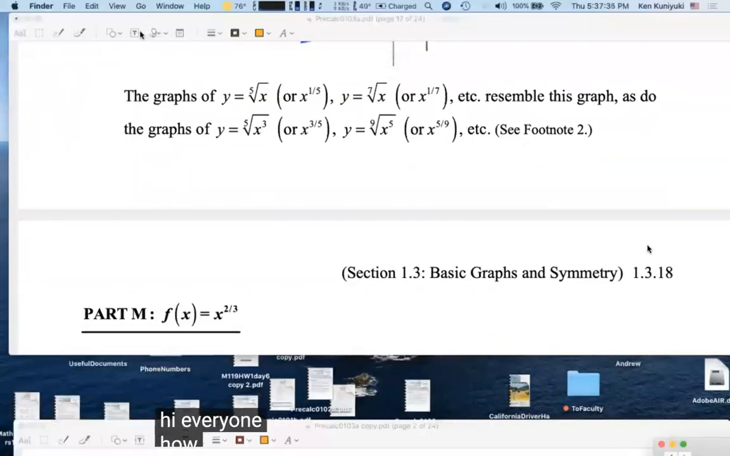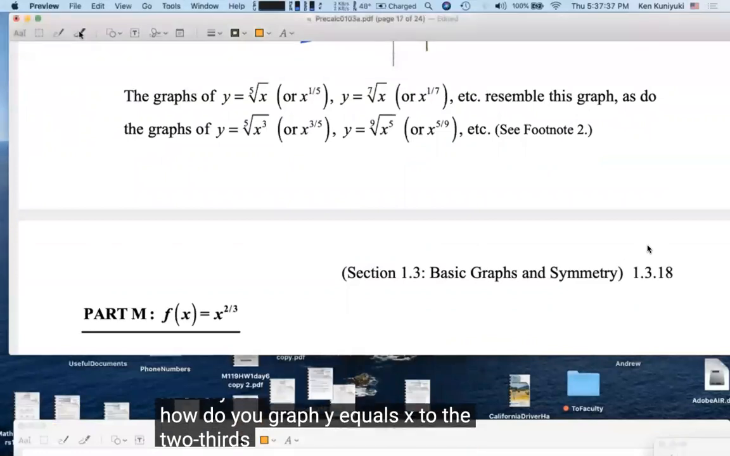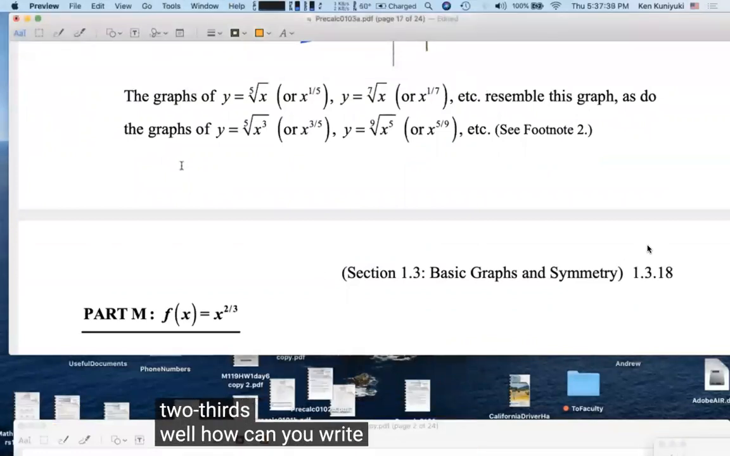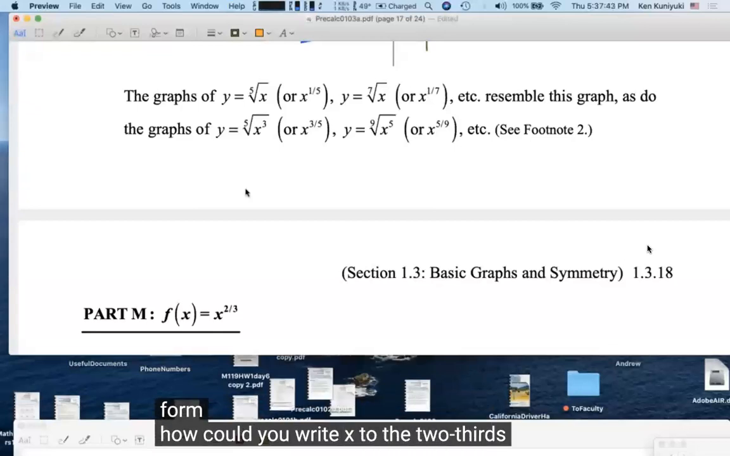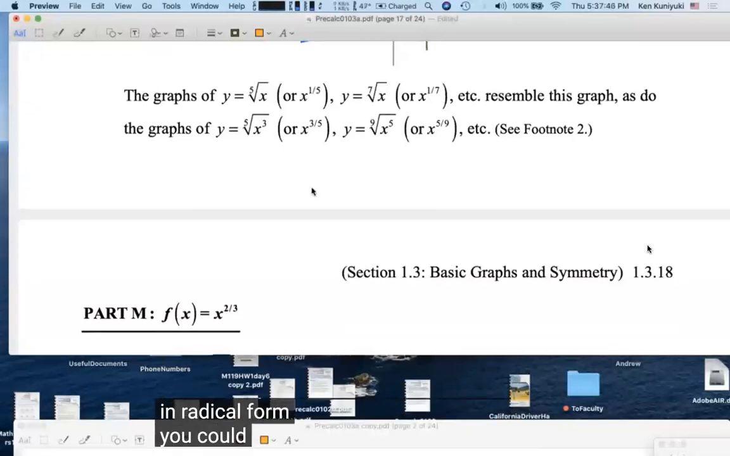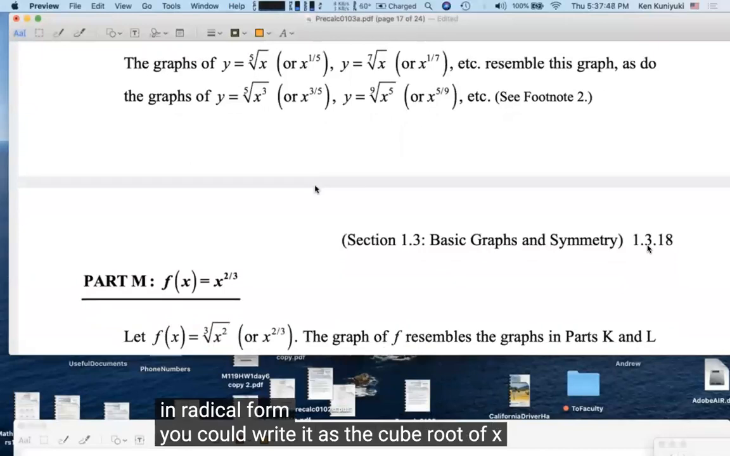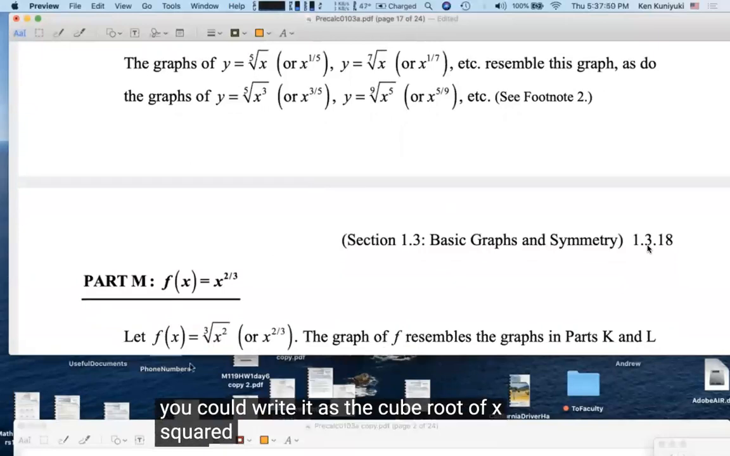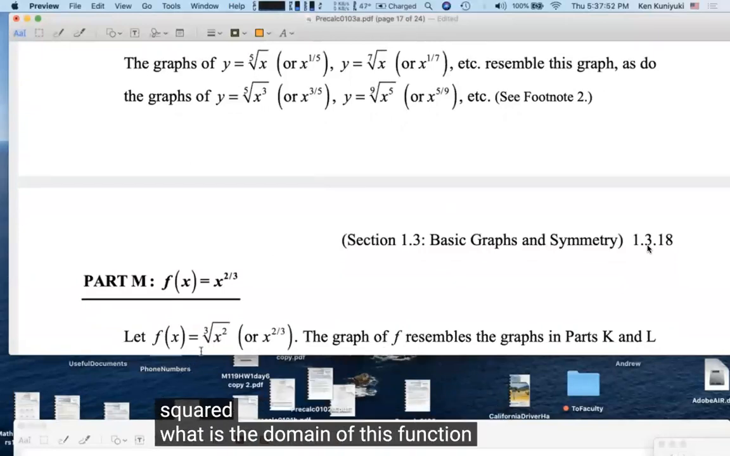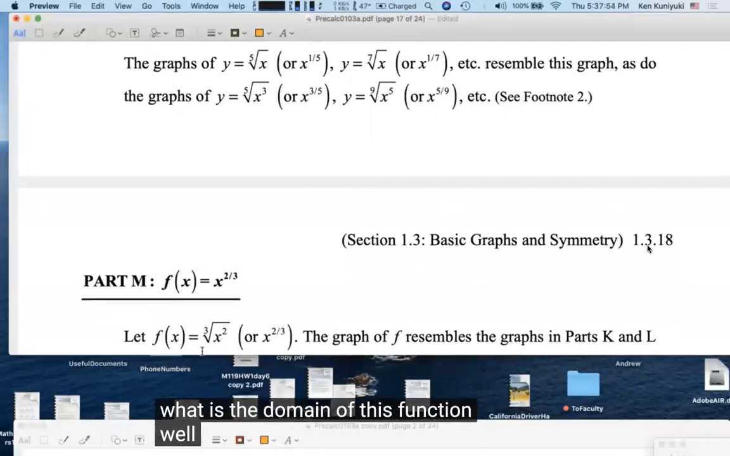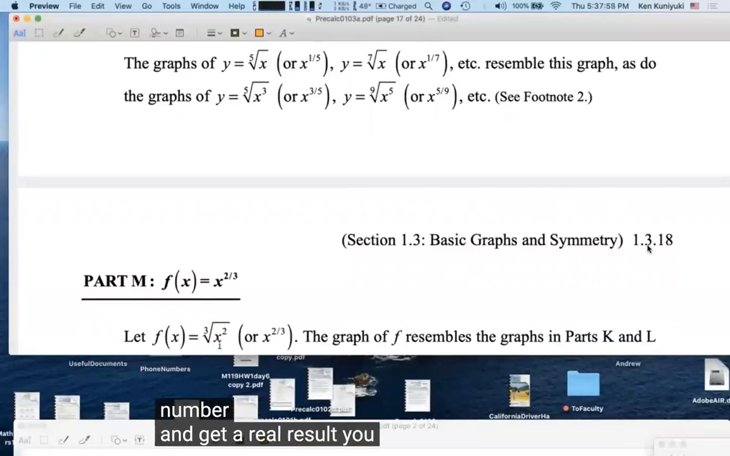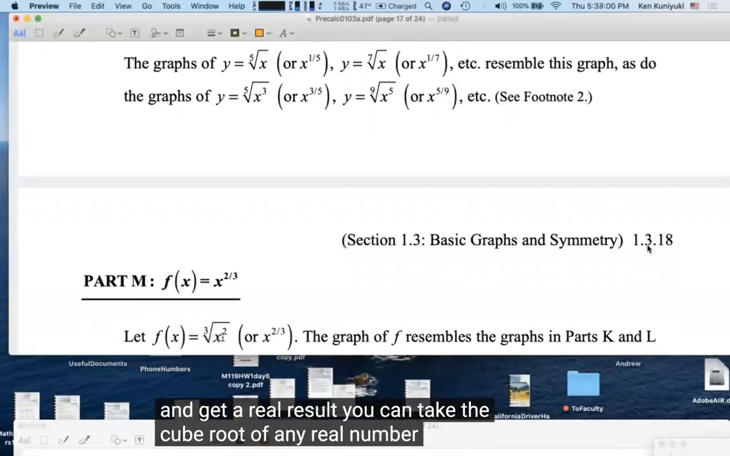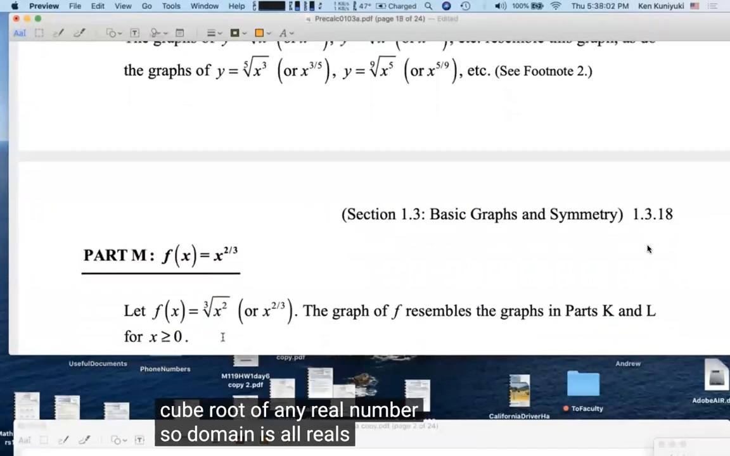Hi, everyone. How do you graph y equals x to the 2/3? Well, how can you write that in radical form? You could write it as the cube root of x squared. What is the domain of this function? Well, you can take the square of any real number and get a real result. You can take the cube root of any real number. So domain is all reals.